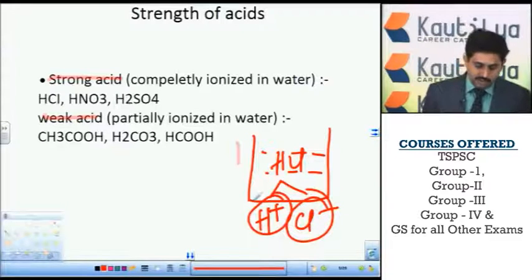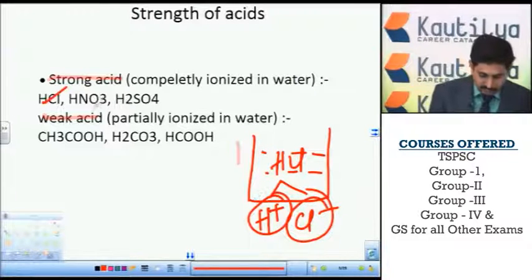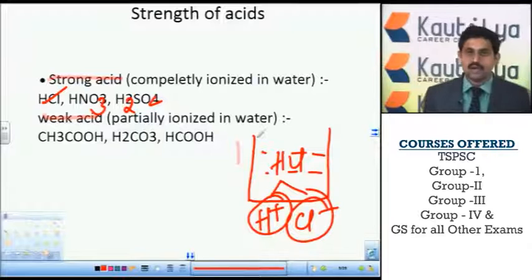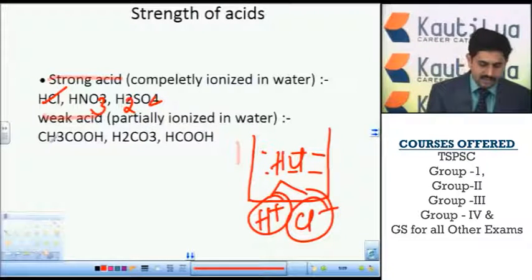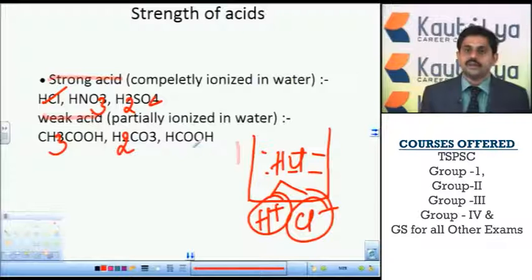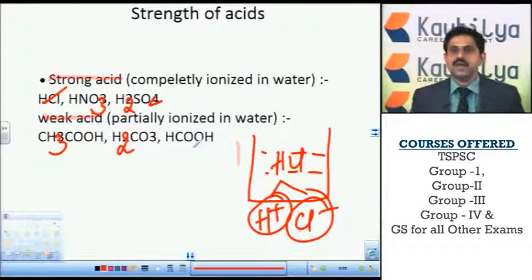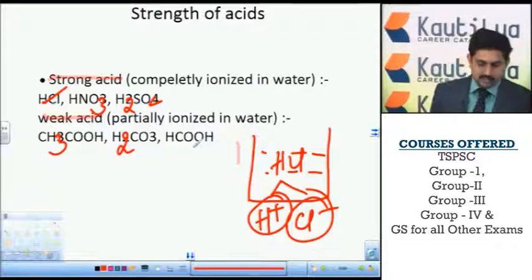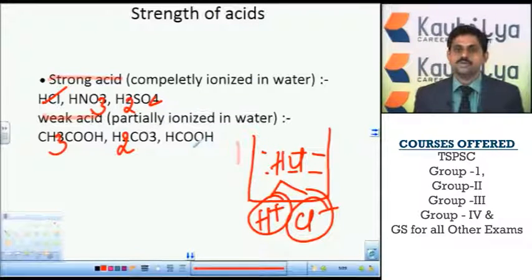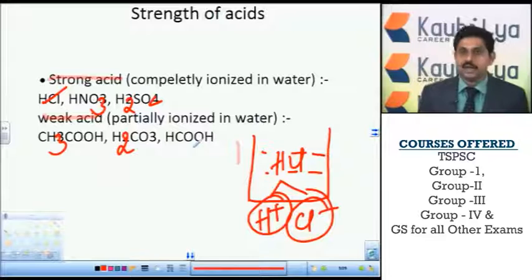Some of my strong acids are HCl, HNO3, H2SO4. Right, then the partially ionized ones in water, ionization or dissociation, both are the same, a small difference will be there. Okay, then CH3COOH acetic acid, then carbonic acid, formic acid. Right, these are the weak acids. Generally the mineral acids, that is HCl, HNO3 and H2SO4, are strong acids when compared to the organic acids. Okay.